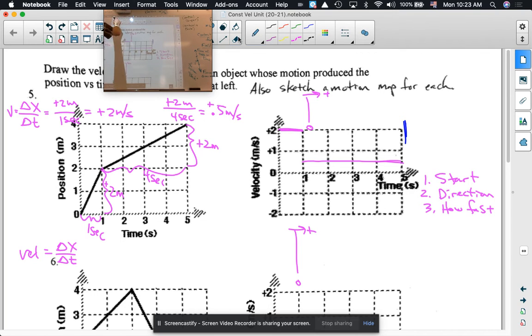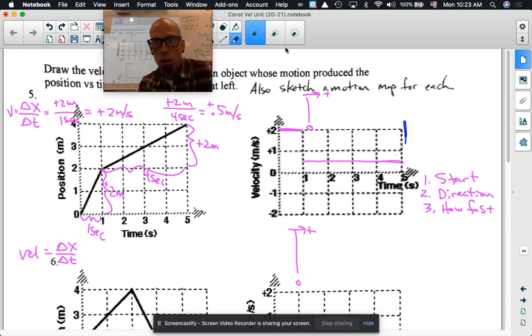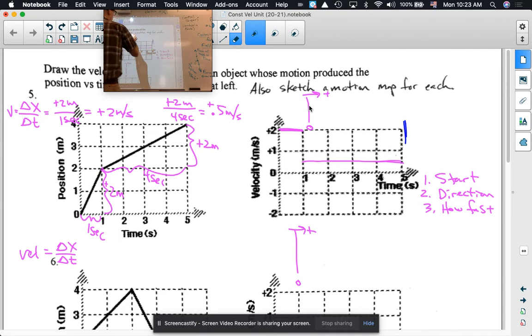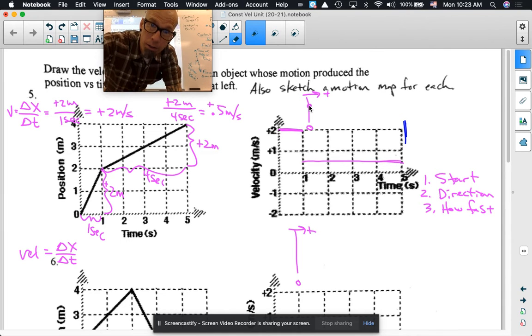Now we still need to do the motion map. So, motion map. Well, where did the object start in this little graph here? Where did it start? At the 0 position. So I draw my first dot on the 0 position. What direction is it traveling? Positive. How fast? At 2 meters per second.